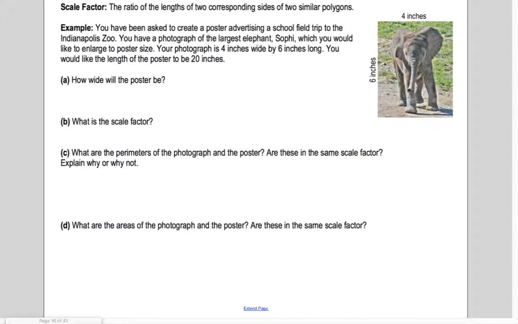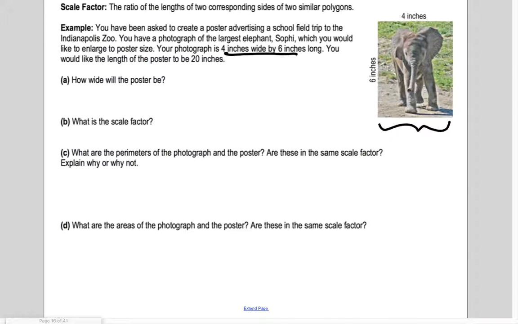All right, so scale factor. This is kind of what you guys are going to be doing with your poster. It says the ratio of the lengths of two corresponding sides of two similar polygons. You've been asked to create a poster advertising a school field trip to the Indianapolis Zoo. You have a photograph of the largest elephant, Sophie, and you want to enlarge it to poster size. Your photograph is 4 by 6 inches, and you want the length to be 20 inches long.